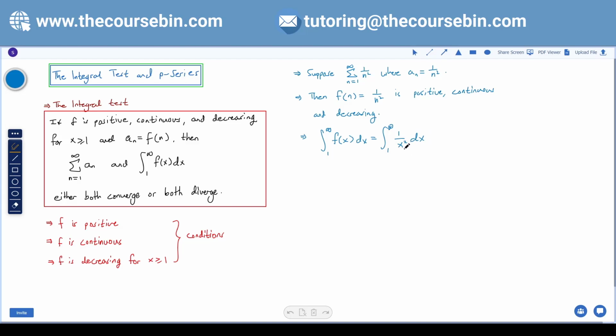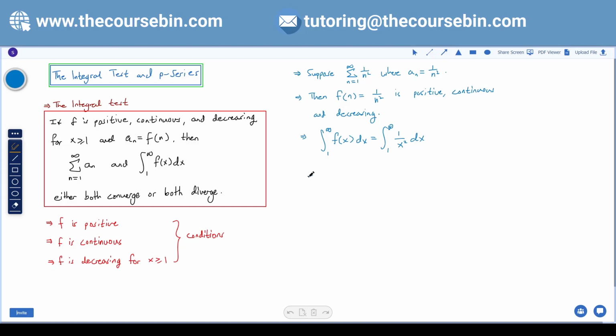Oh, we replaced the n with x. Right. Okay. So now you just integrate this from 1 to infinity. So this just goes back to our improper integral of type 1.